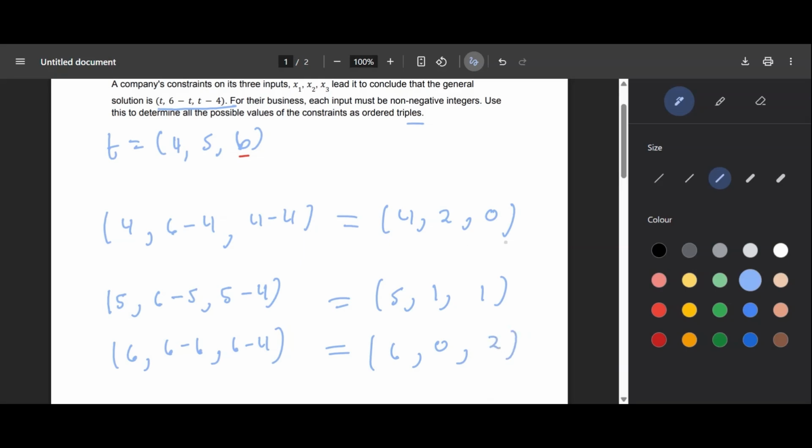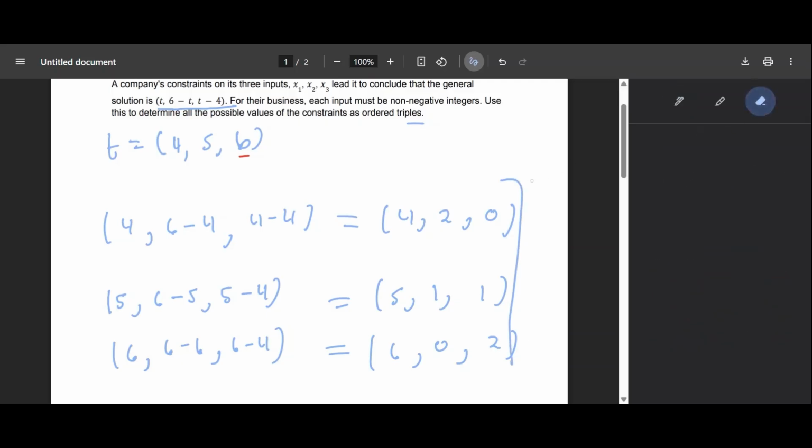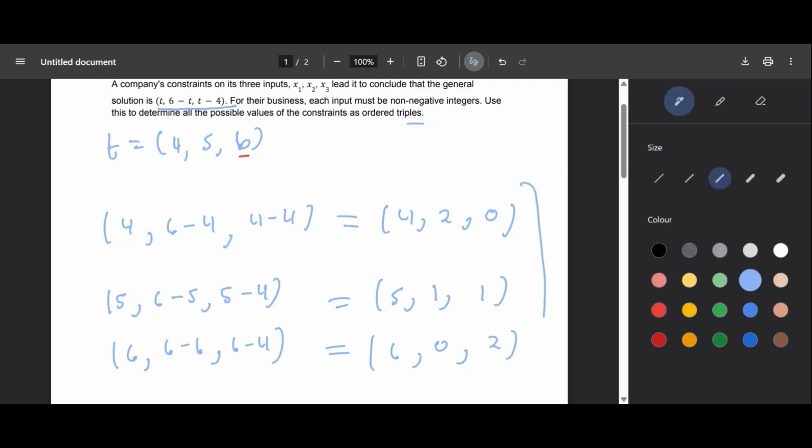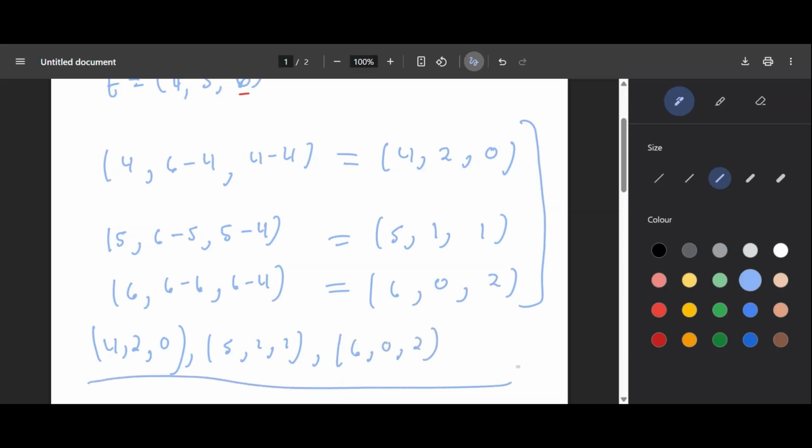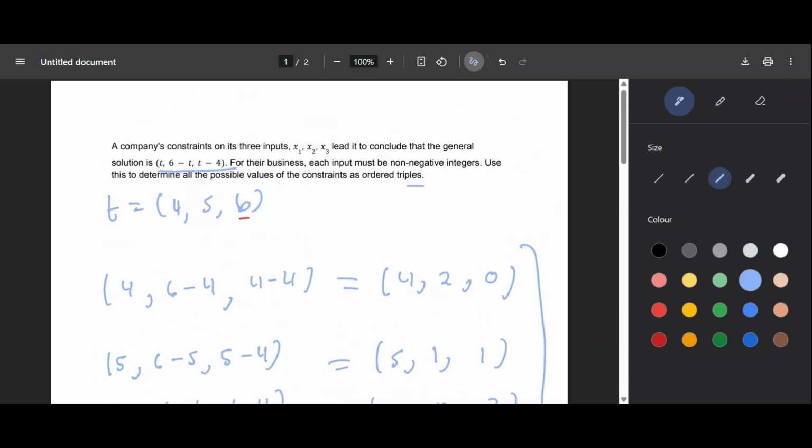All right, so now these are our triplets. These come out to our triplets. So this is 4, 2, 0. That's one fine output. 5, 1, 1. That's another fine output. And then 6, 0, 2. And that's another fine output. So these are all the outputs that we can make with these constraints.